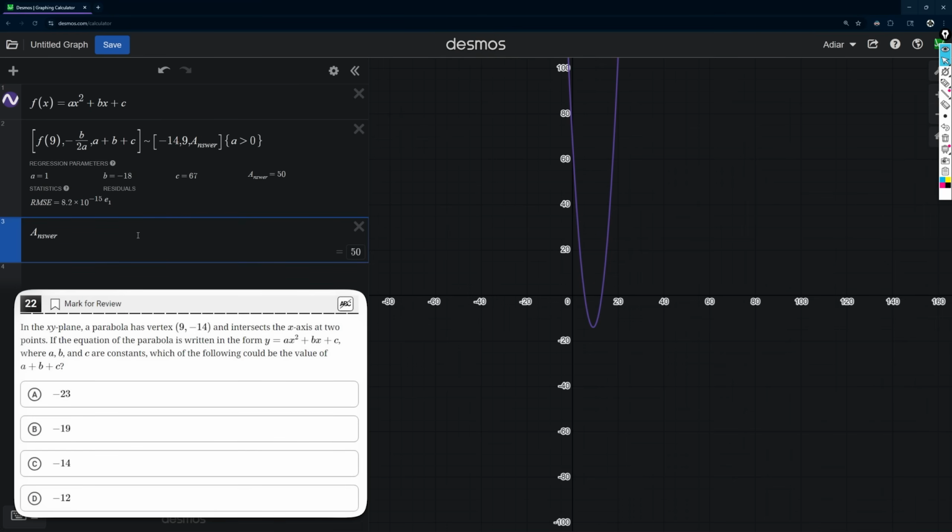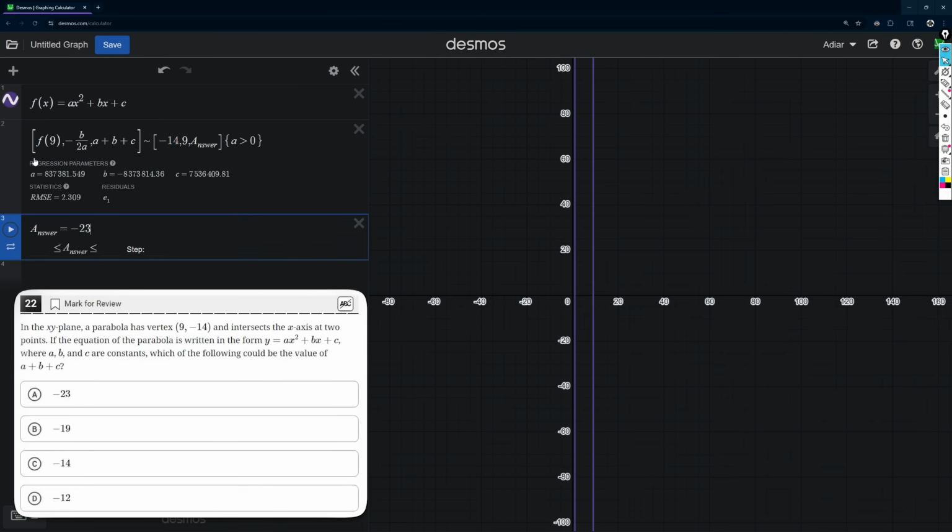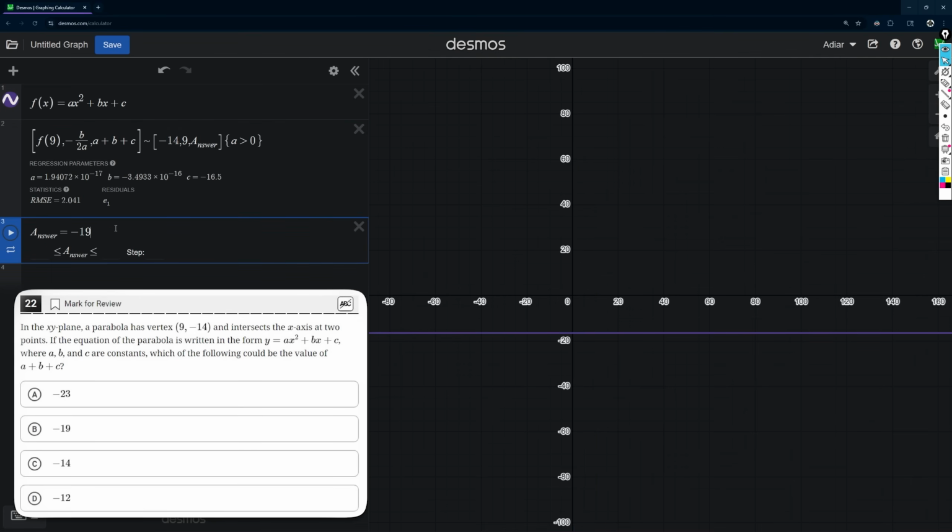Answer equals negative 23. And watch this. RMSE goes up. If RMSE is not 0, then it's not possible to find a solution to the system of equations. So this answer choice, negative 23, could not be a value of a plus b plus c. And we're looking for a value that could be the value of a plus b plus c. So we can just try a different value. Negative 19. RMSE is also not 0. So this could not be a value of a plus b plus c.